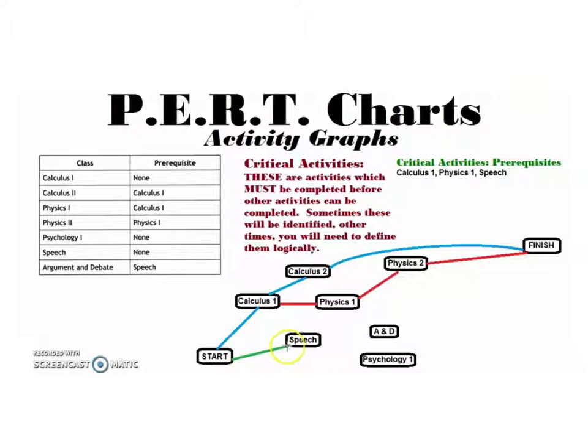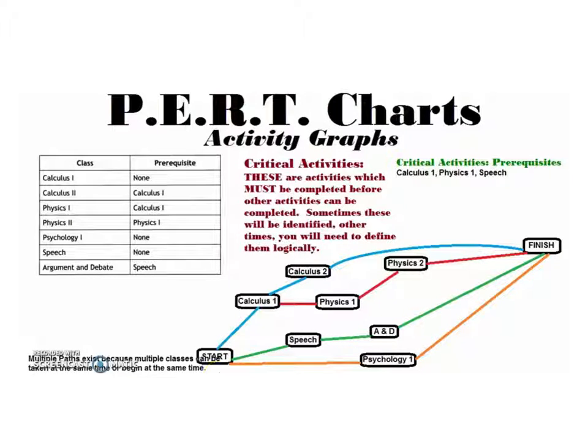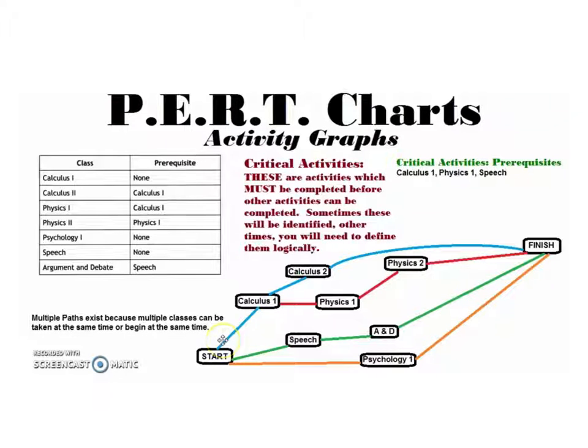And then the next path we have speech, then argument and debate, which requires speech, and then we're done with that path. And then the psychology class really has nothing dependent upon it, and it is not dependent upon anything else. So psychology, once we start it and finish it, then we're done with that path. Psychology is actually something that's a little flexible here. Again, notice multiple paths exist because there are 3 classes that can be taken at the same time.